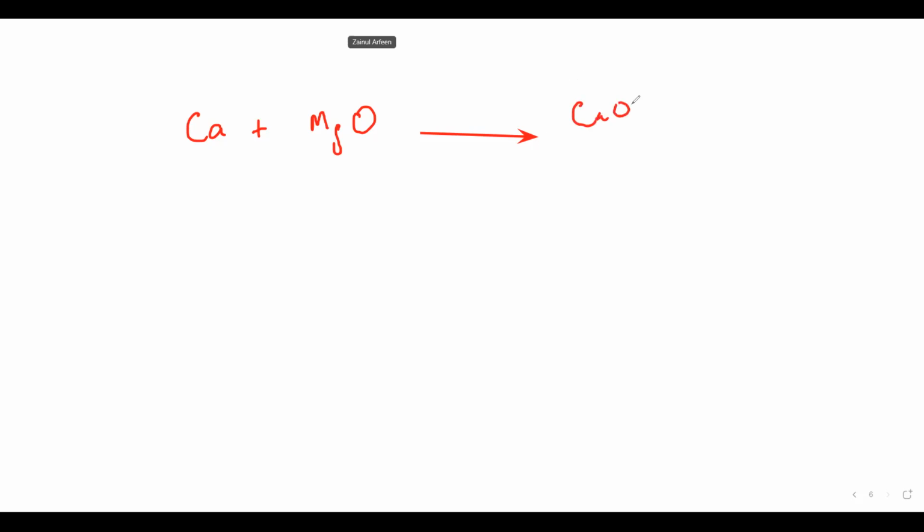So it turned into calcium oxide plus magnesium. Now we want to identify which change is oxidation and which change is reduction. There are three ways to check: one is by electrons, one is by oxygen, and another one is by oxidation number. Oxidation number is valid for any kind of chemical reaction.